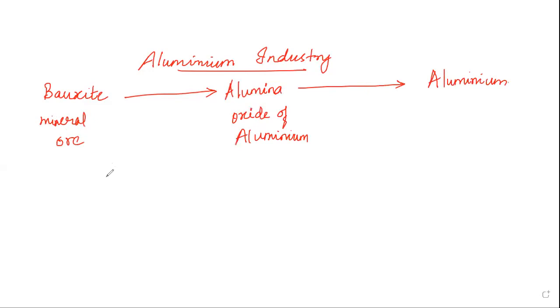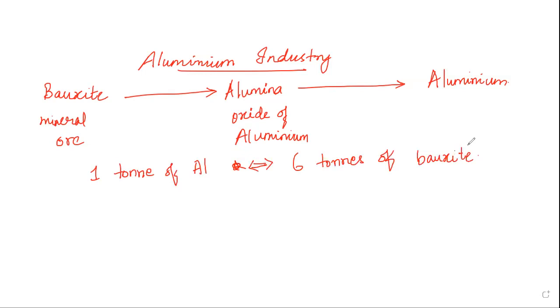And one more important thing is, if I want to extract 1 ton of aluminium, I have to use 6 tons of bauxite. So the recovery rate is 1:6. Now, are you able to see my screen? Yes, ma'am. Okay. So this equation, this ratio, is very important.